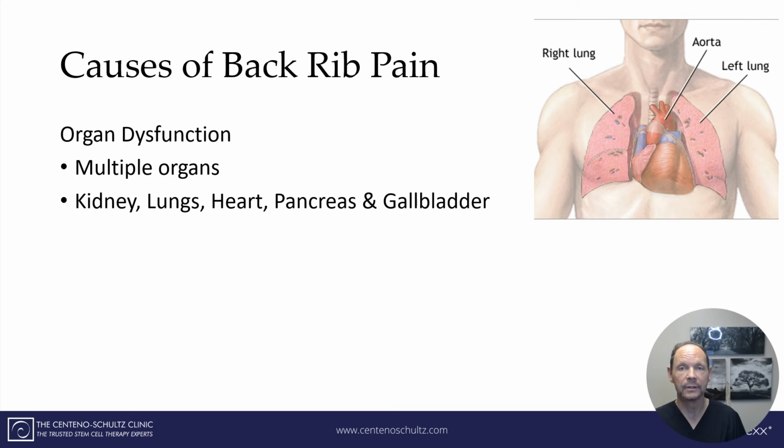Another cause is organ dysfunction. Well, the rib cage, the thoracic cavity, as you know, contains lots of critical structures, which include the lung, the heart, the liver, the pancreas, and the kidneys. And all these can be injured or inflamed or damaged, giving rise to that thoracic pain. So always consider this as a possible source, particularly if you've had significant trauma.